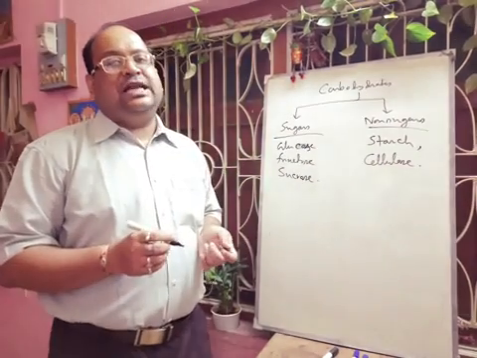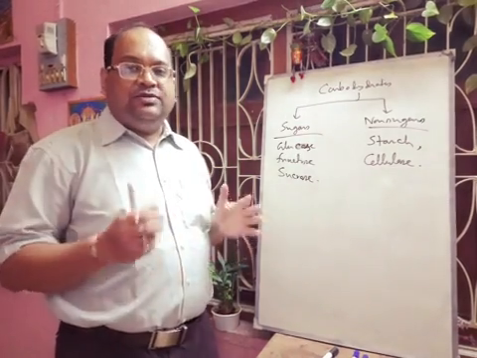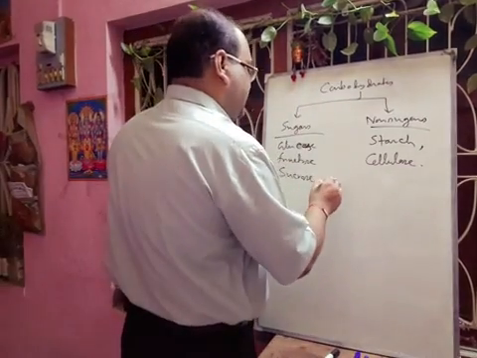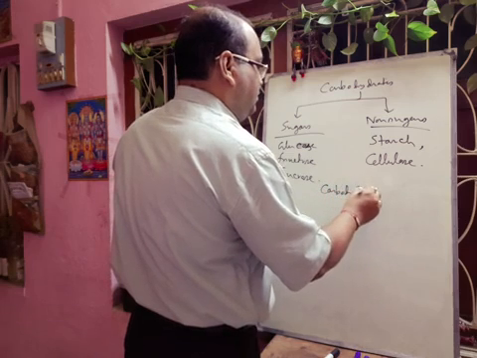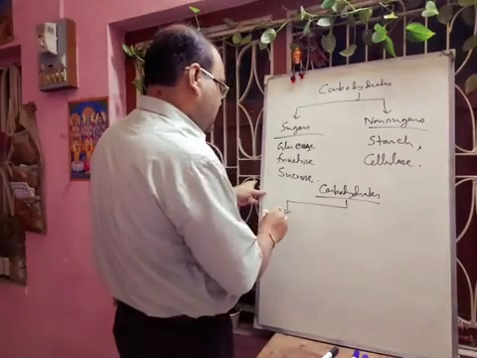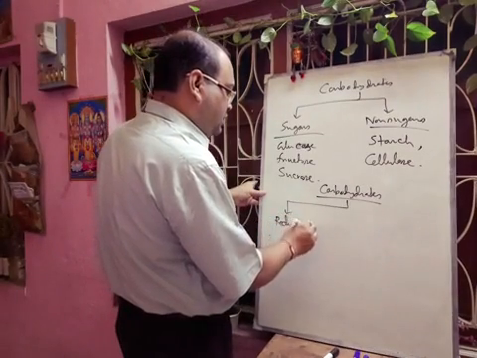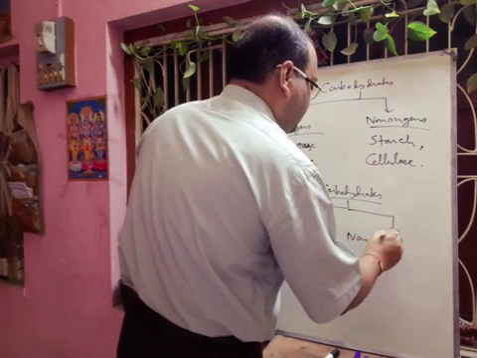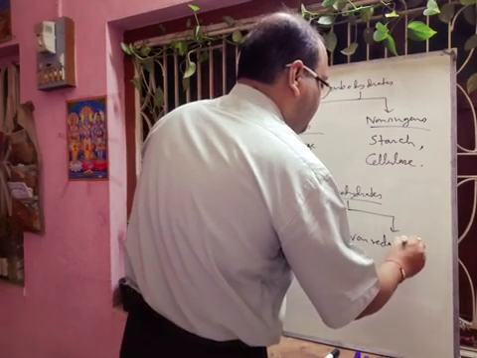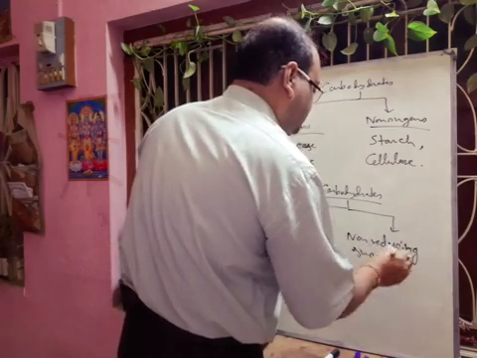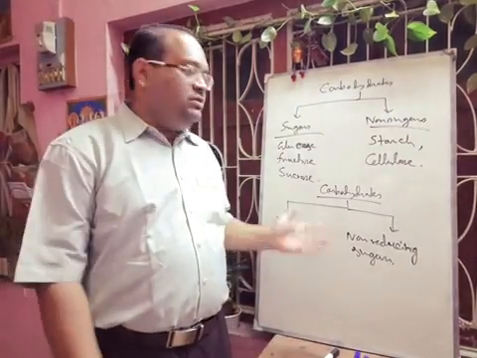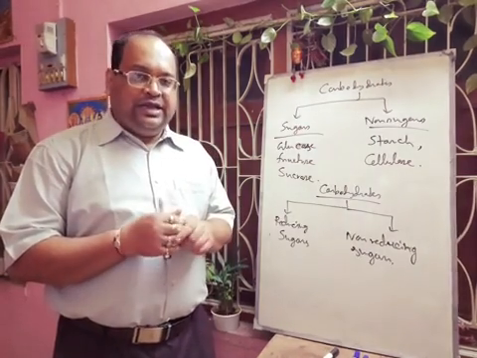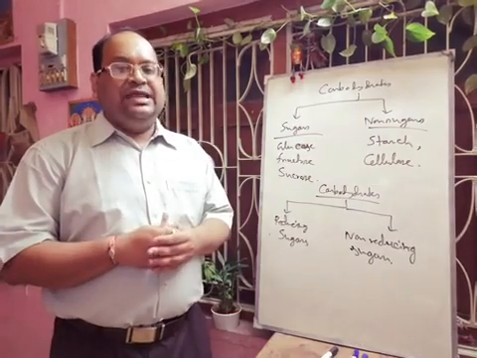Next, another classification: there may be some reducing carbohydrates, or reducing sugars, and there may be some non-reducing sugars. So carbohydrates, again, we can classify them into reducing sugars and non-reducing sugars. Now all of you know about Tollens reagent and Fehling's reagent. Tollens reagent contains silver, and Fehling's reagent contains copper.